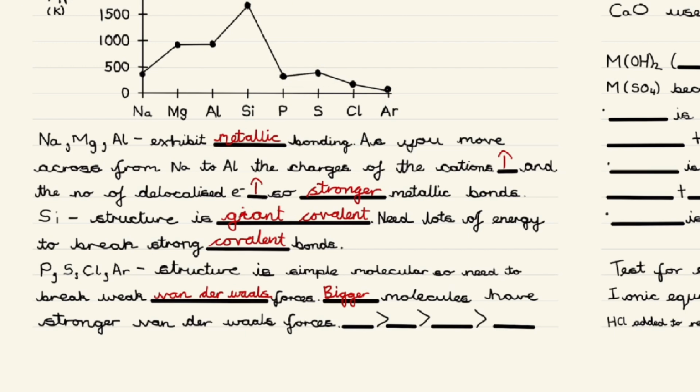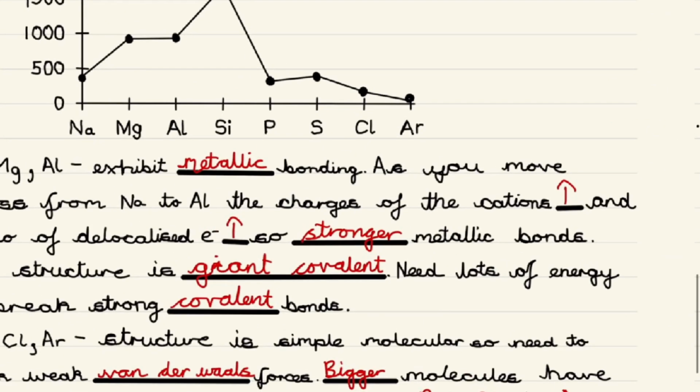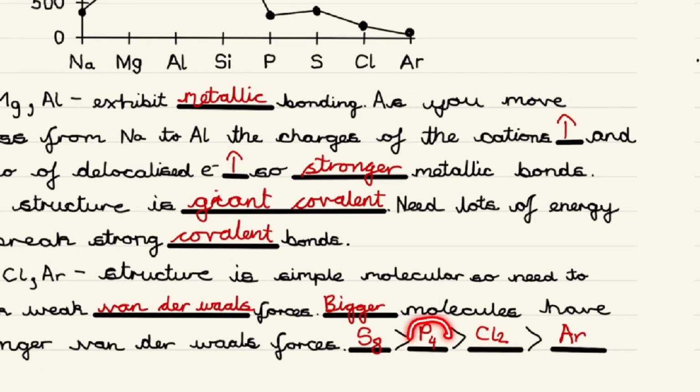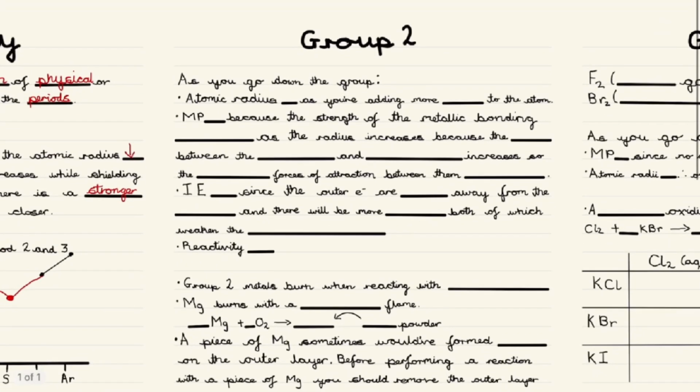So sulfur is S8, P is P4, Cl you should know is Cl2, and argon is Ar. Okay, so S8 is obviously the biggest molecule, right? That's why out of these four it has the highest melting point, and then P4 is the second largest, so that's why it has the second largest melting point, and then obviously Cl2 is the next, and then argon is the next. Now on to group 2.